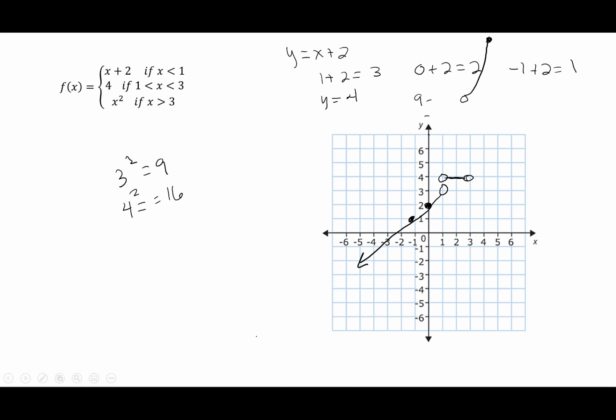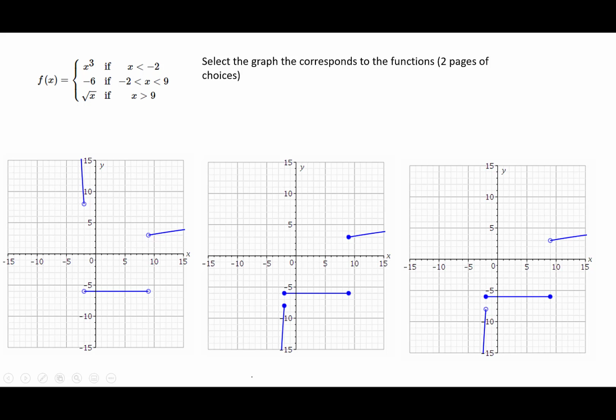Luckily, the homework you have only has you do multiple choice, which is nice. So I'm going to show you exactly what your homework looks like, and then you may have different numbers, but you'll have the same setup. So here's 3 pieces. I have x cubed when x is less than -2. I have -6 when x is greater than -2 but less than 9. And then I have the square root of x when x is greater than 9.